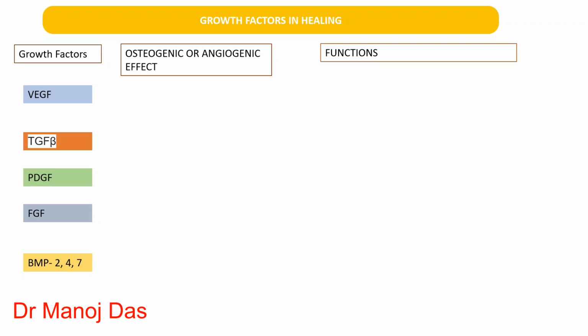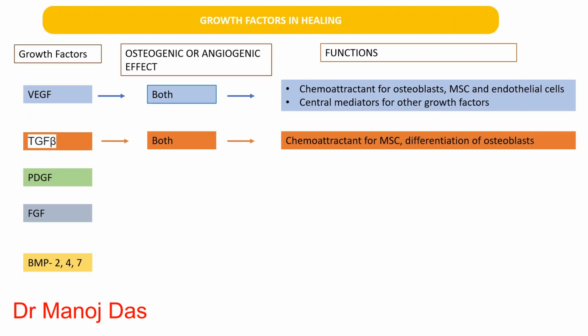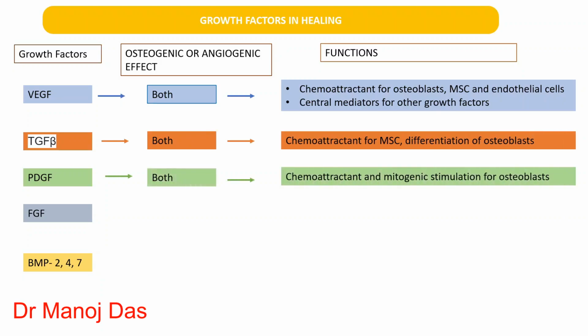Among these, the most important is the vascular endothelial growth factor, because this is the central mediator for other growth factors. It has both osteogenic and angiogenic effect. It acts as a chemoattractant for the osteoblast, mesenchymal stem cell and endothelial cells. Similarly, transforming growth factor beta and platelet derived growth factor also have osteogenic and angiogenic effect. They both act as chemoattractants for the osteoblasts.